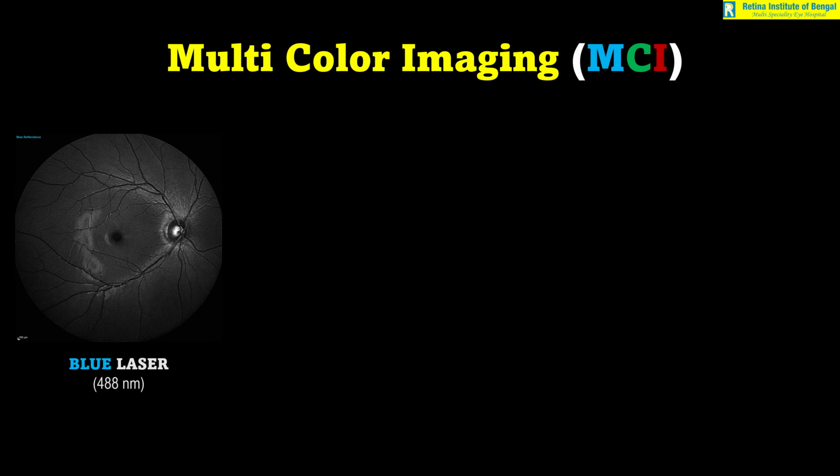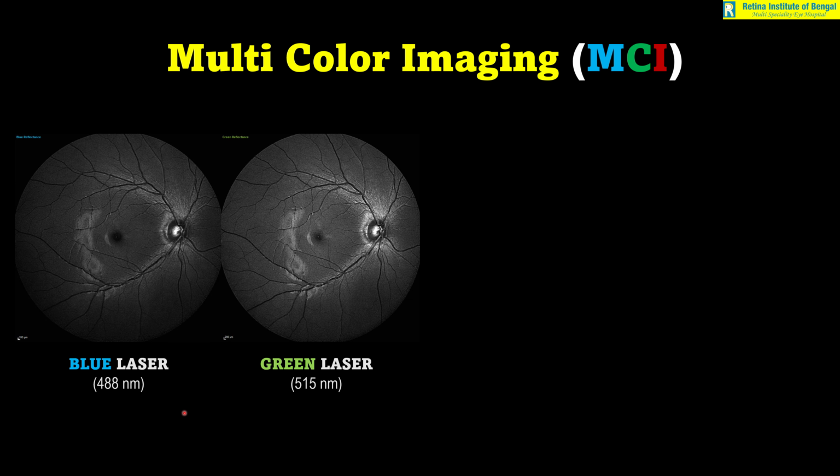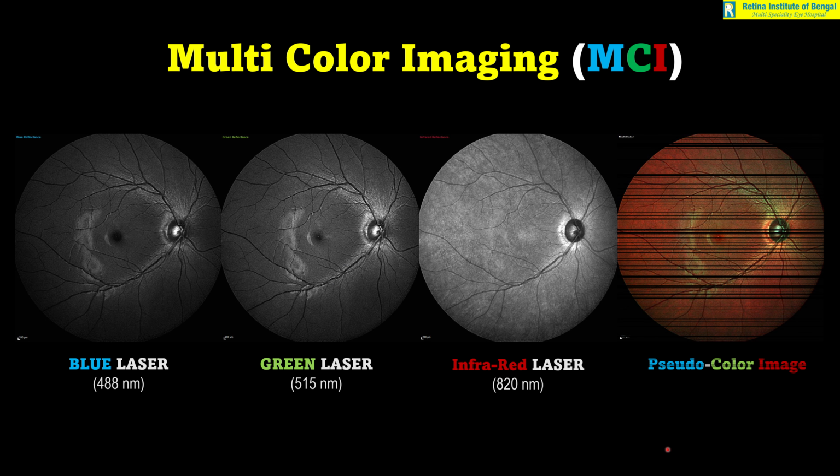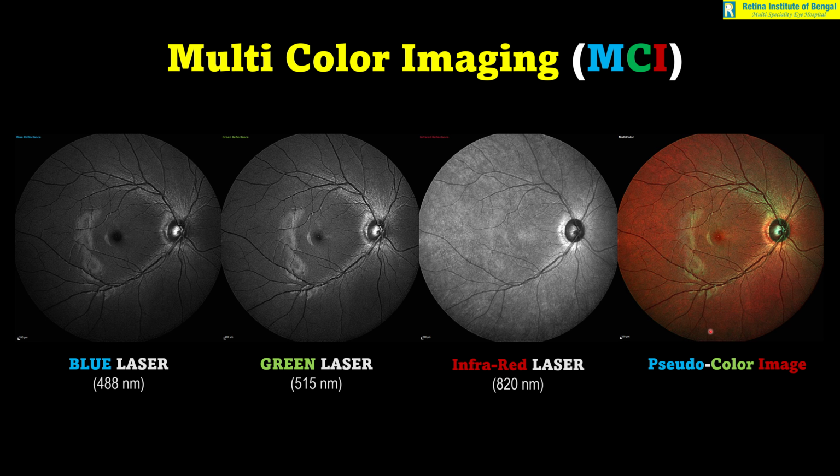For example, the three lasers: this is a blue laser, which gets reflected primarily from the retinal surface. The green laser, 515 nanometer, gets reflected from the inner to up to the middle retina, and the infrared laser penetrates the deepest and covers the outer retina and the choroidal layers. After we have got these three reflectance maps, the machine combines them to create this pseudo color image, which we also call multicolor image.